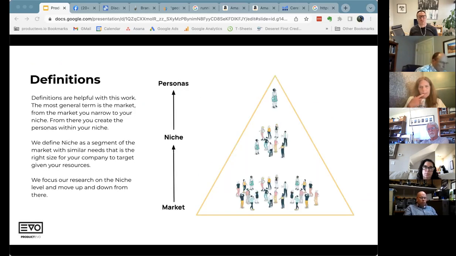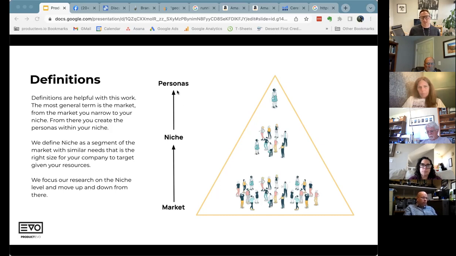So I want to start with some definitions. The most general term that we use, and this is how we internally define it, I think it's pretty common, but there are variations out there. So the most general term down here is the market. From the market, we go a little narrower to the niche. We define the niche as a segment of the market with similar needs that is the right size for your company to target given your resources. So that's a big distinction in how we define niche. It's the right size for your company given your resources and your ability to reach them.